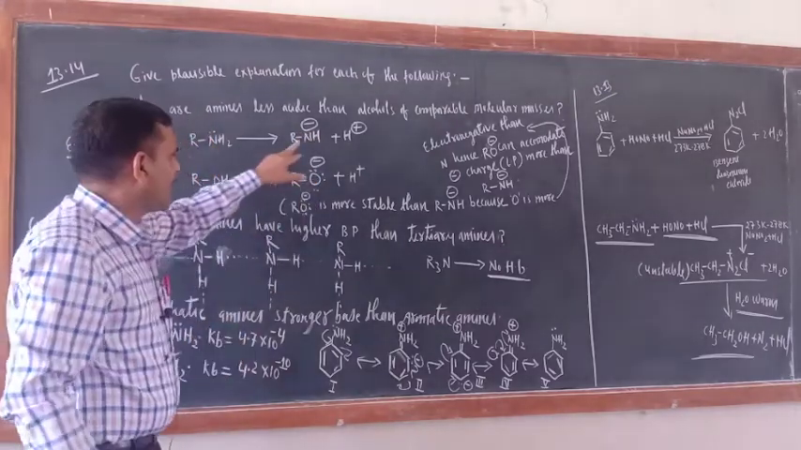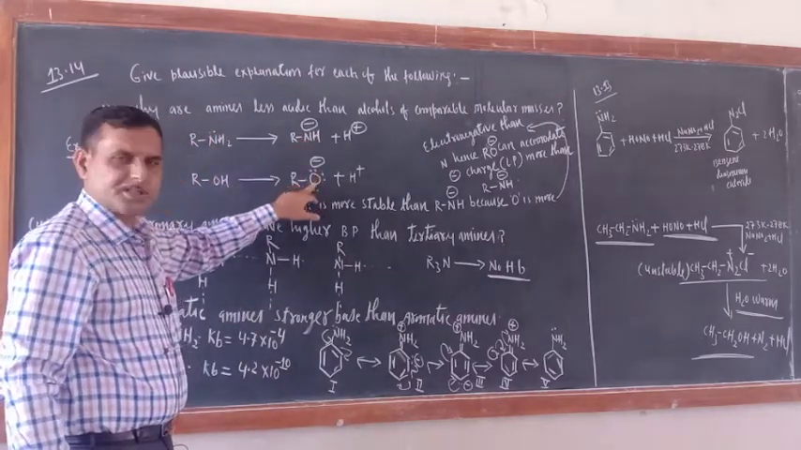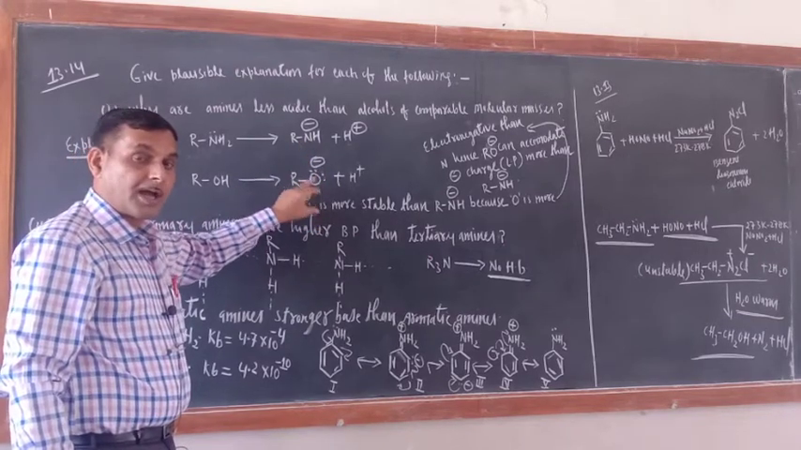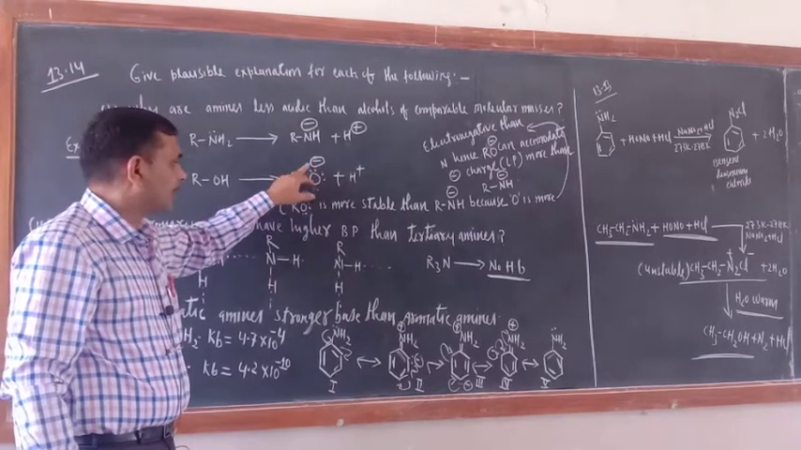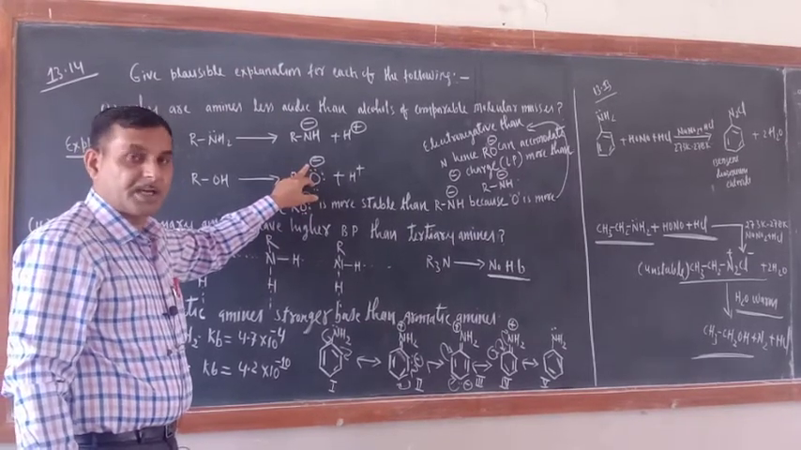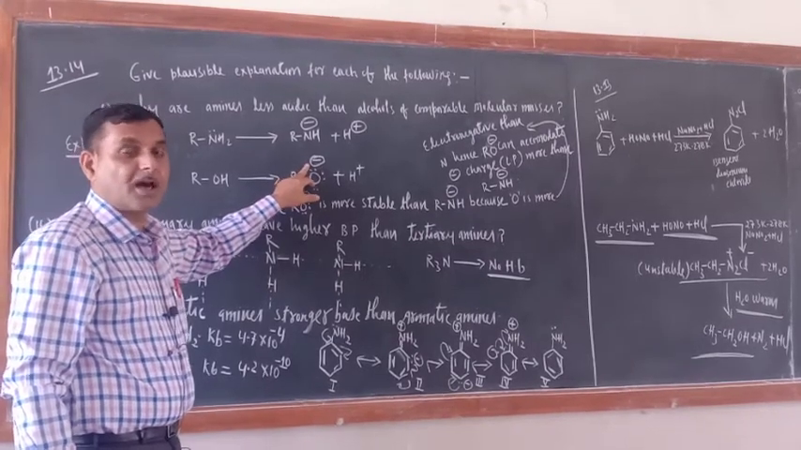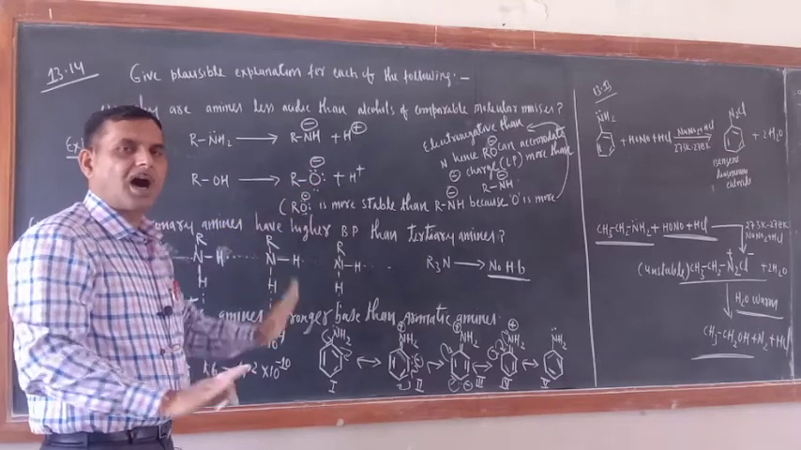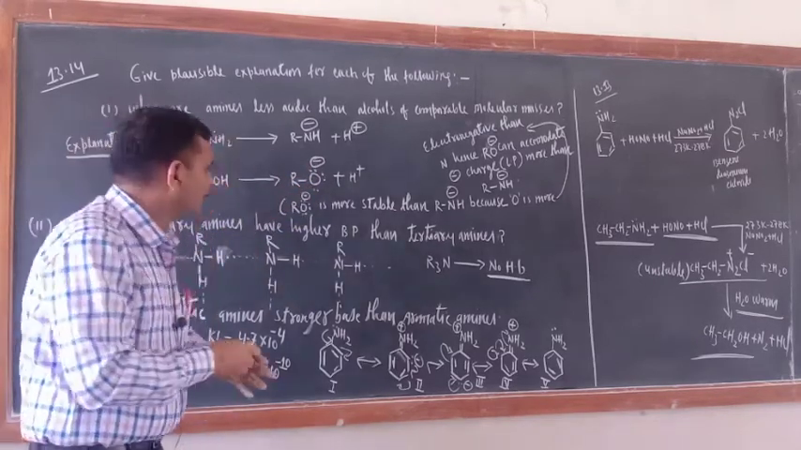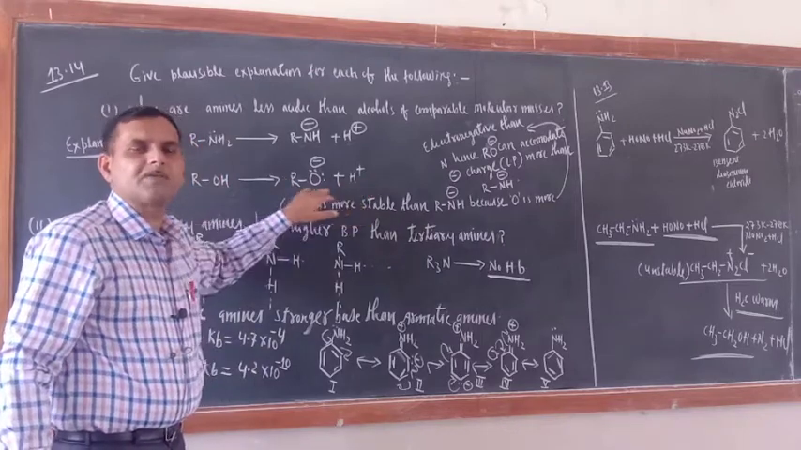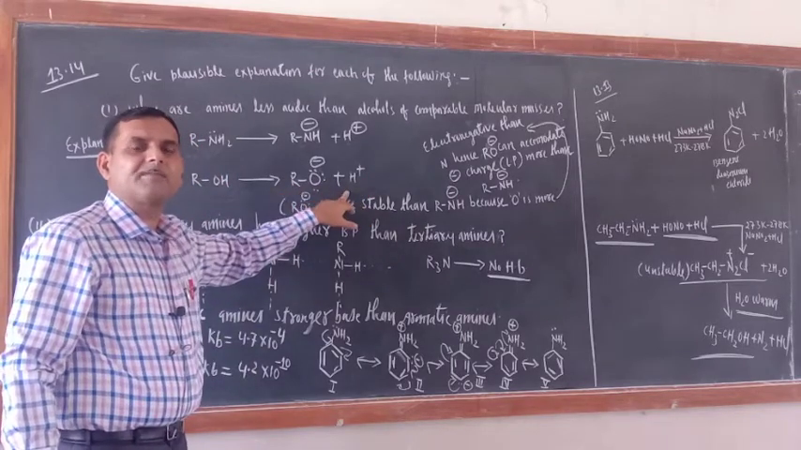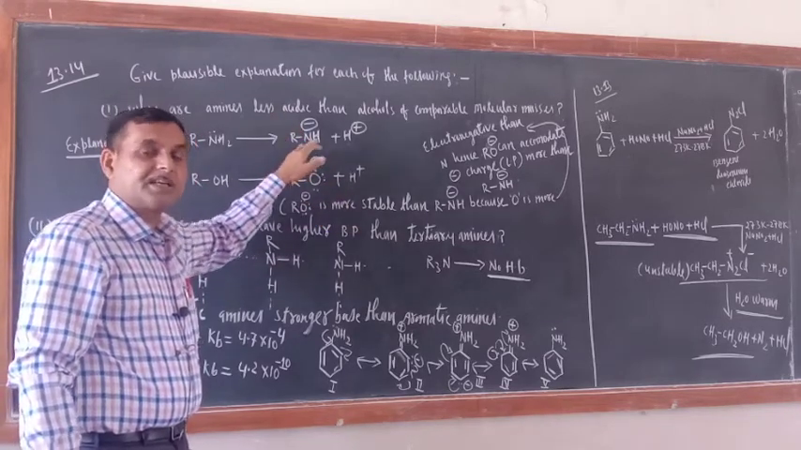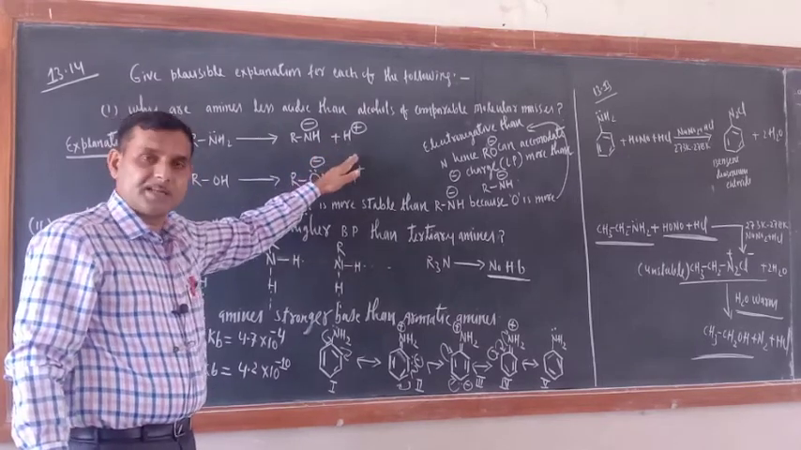Just see, here N is there and here O is there. O is more electronegative than N. So O can accommodate negative charge, that means lone pair of electrons, in greater amount. So its stability is more, means RO negative is stabilized. It will say that I don't require H positive. Since it is more stabilized, it will furnish H positive. RNH negative is less stabilized, so it will have problem furnishing the H positive.